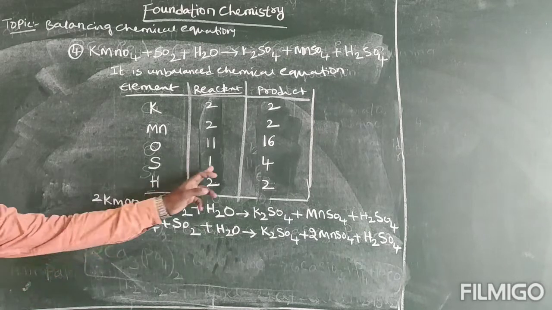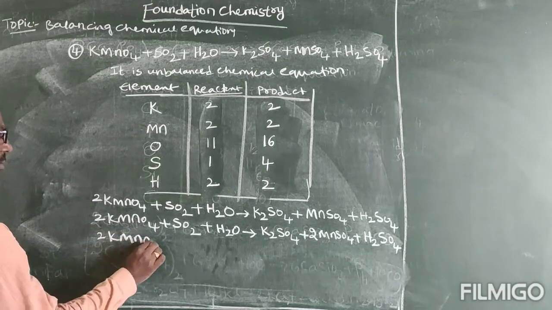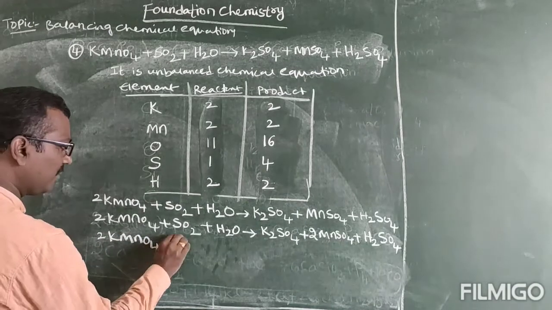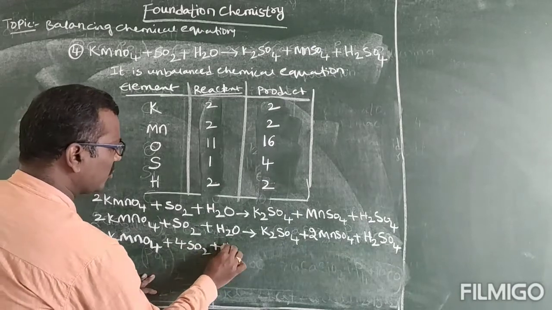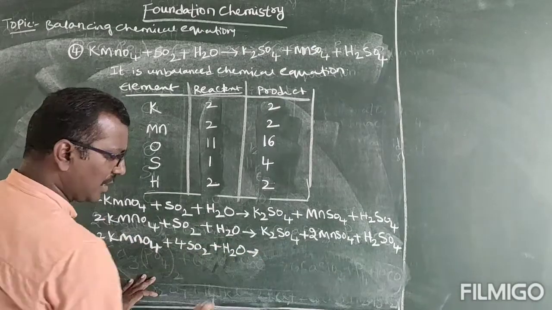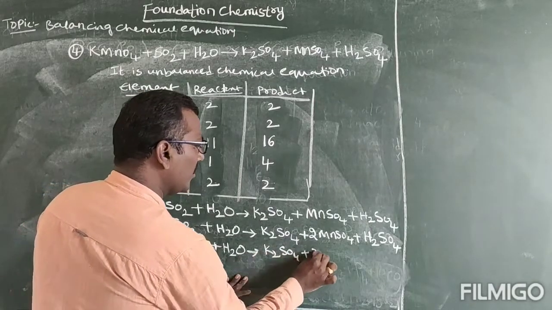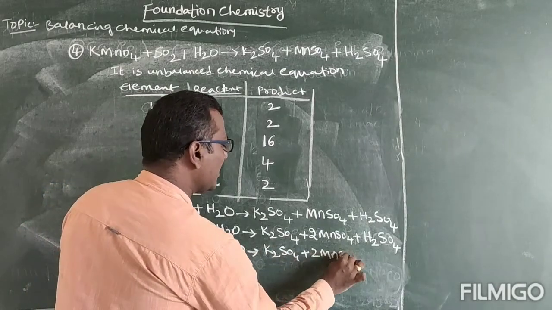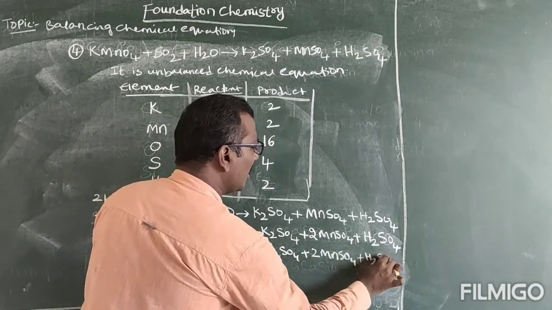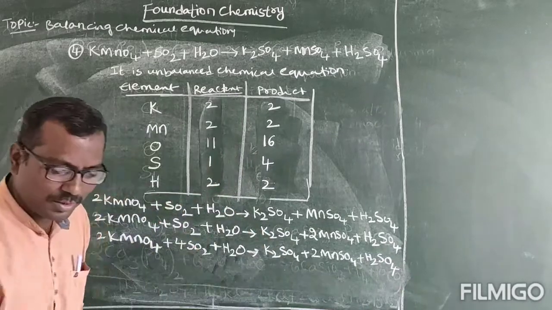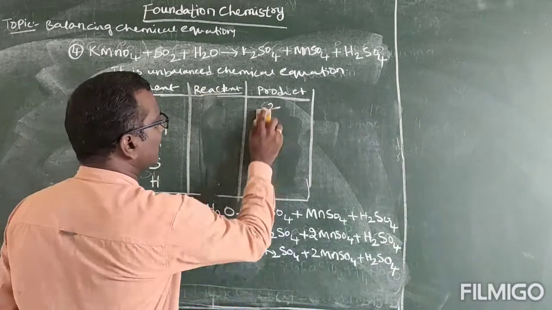Let us take it as 4. 2KMnO4 plus 4SO2 plus H2O gives rise to K2SO4 plus 2MnSO4 plus H2SO4. Okay. Now you try to balance this.